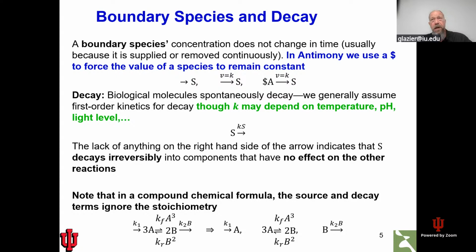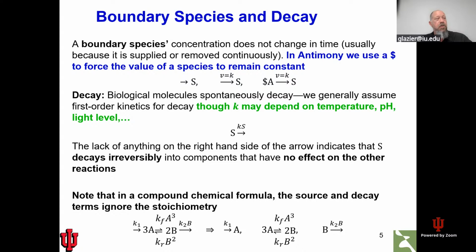Another little thing to worry about or think about when you're doing dangling arrows is that the stoichiometry is ignored when you do a dangling arrow. So if I write nothing goes to 3A at a rate K1, that's interpreted as nothing goes to A at a rate K1, not nothing goes to 3A at a rate K1. You don't multiply by 3. You do in every other kind of stoichiometry, but in that particular stoichiometry, you don't.